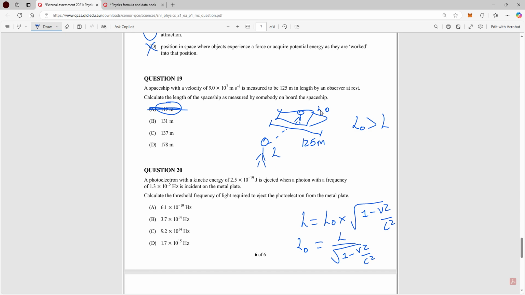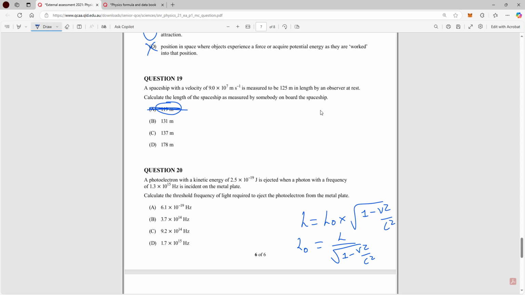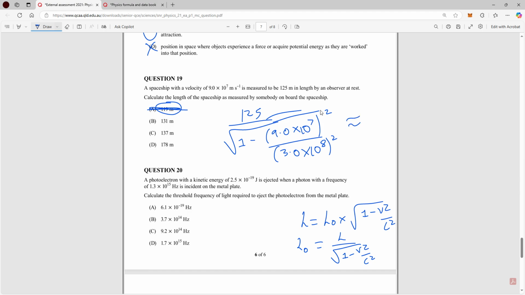Now I'll just write that up there. So here we've been given, in this case, L. So we would go 125 over the square root of 1 minus 9 times 10 to the 7 squared over the speed of light squared, which is 3 times 10 to the 8, and then squared there. Chuck that into your calculator and you should get 131. And that's the correct answer there.